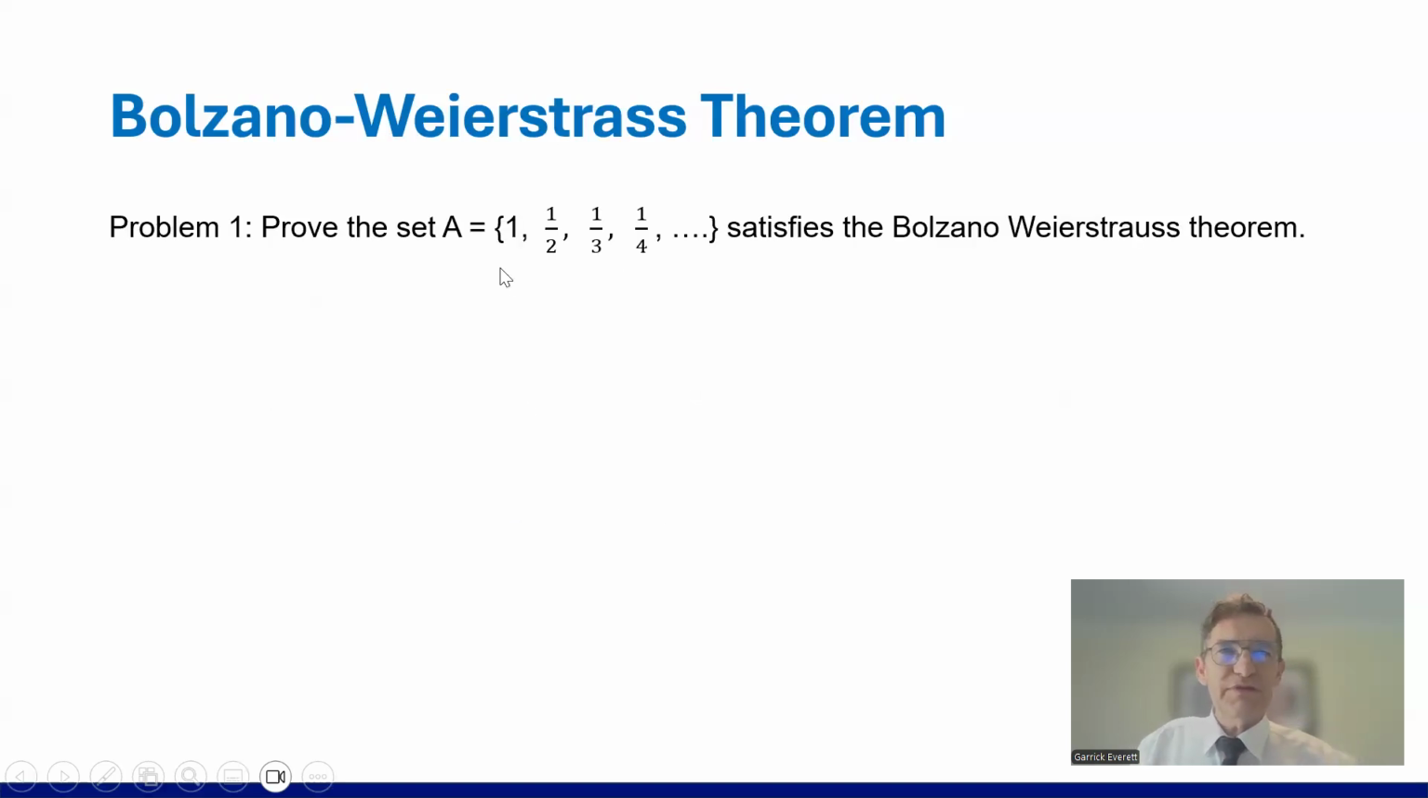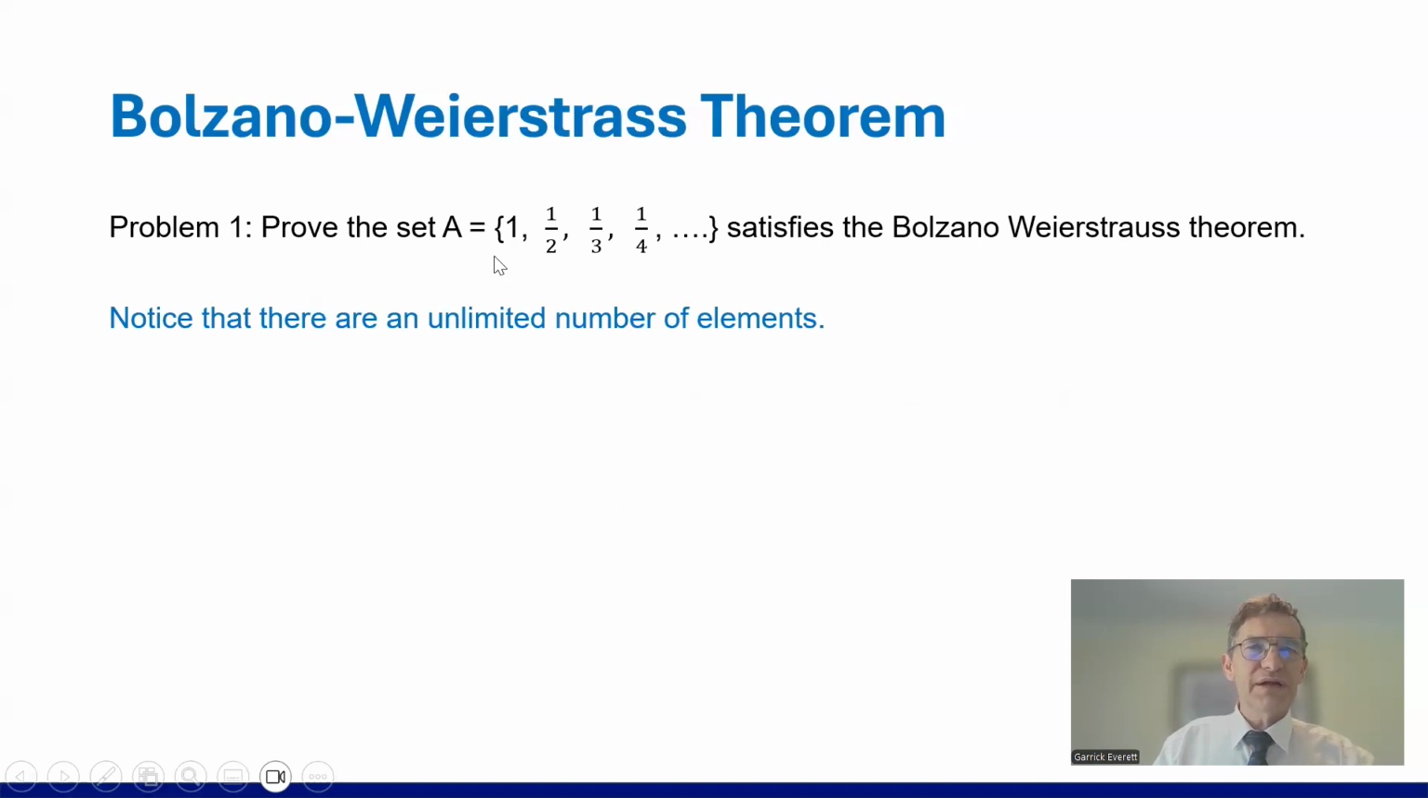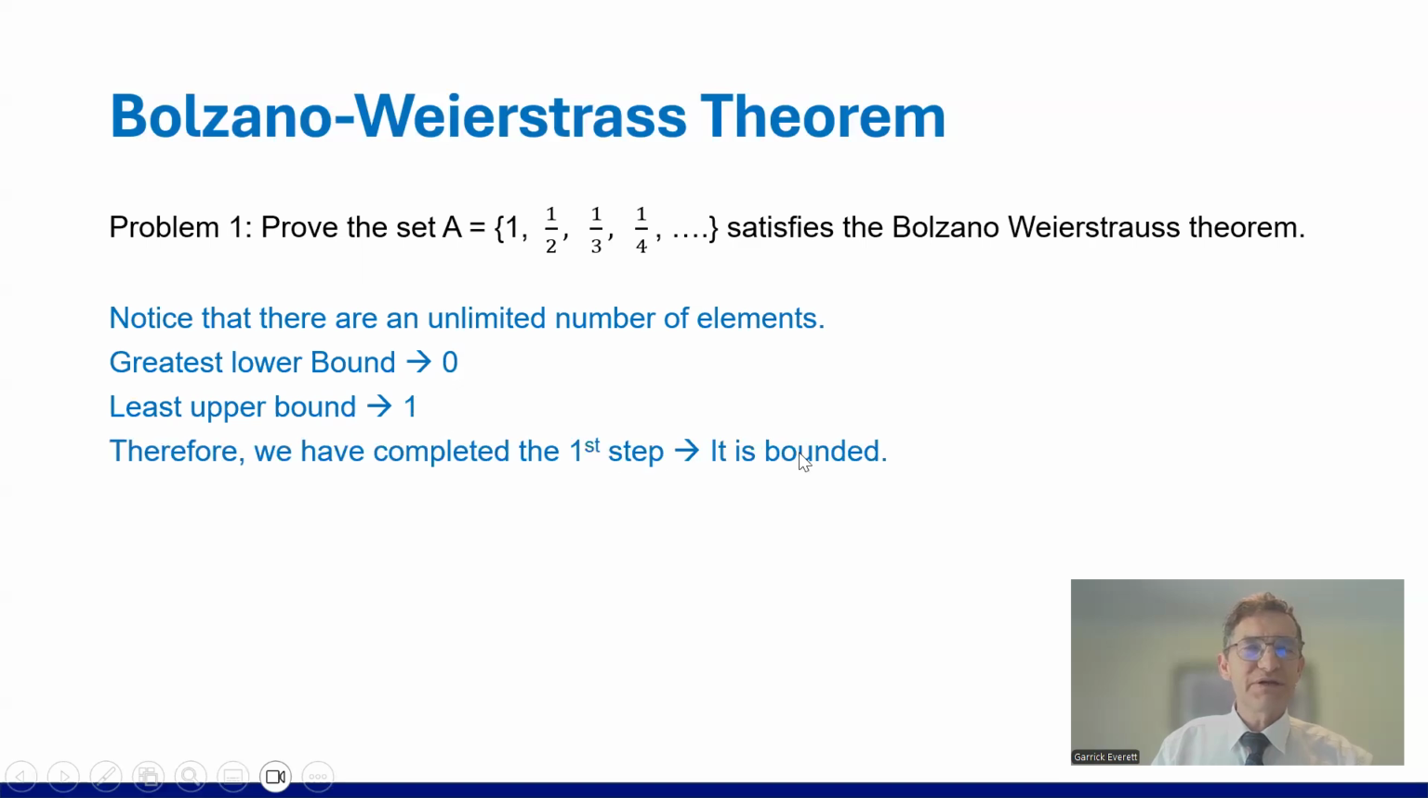So, problem one: prove that the set 1, a half, a third, a quarter, and so on, satisfies the Bolzano-Weierstrass theorem. Right, now notice that there are an unlimited number of elements. This goes forever, and I haven't set the end. However, the greatest lower bound, say it properly, is 0, which is obvious, and the least upper bound is 1, so it does have bounds. So we've completed the first step. It is bounded. We can tell it is bounded because this will not get less than 0 because it just keeps halving.